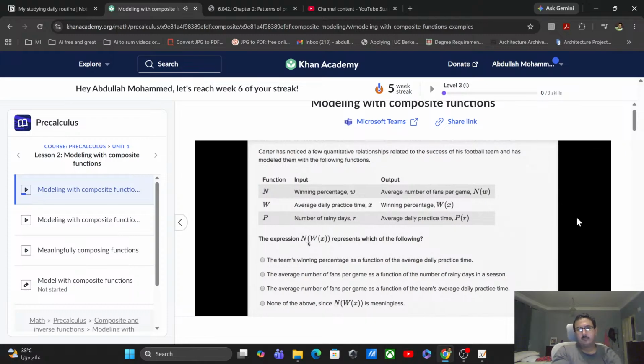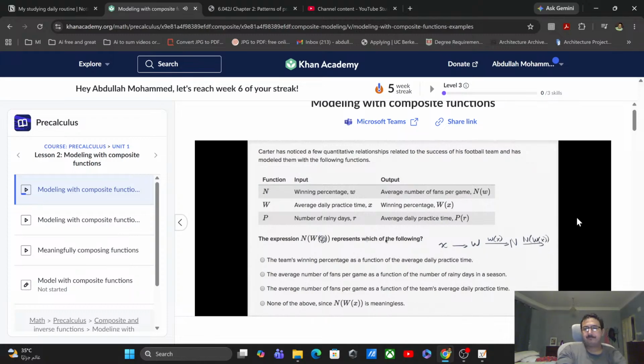The expression N of W of X represents which of the following? Well, before we even look at the choices, let's think of what's happening. This is another way of denoting that we're going to take X right over here and input it into W, and we're going to get out W of X, and then we're going to input that into the function N, and we are going to get out N of W of X.